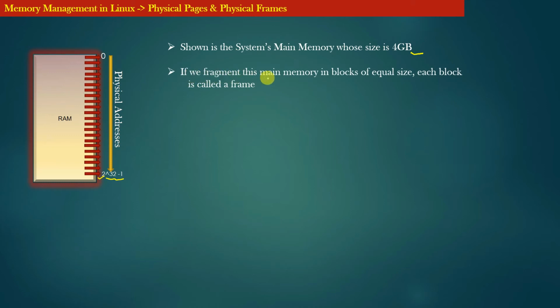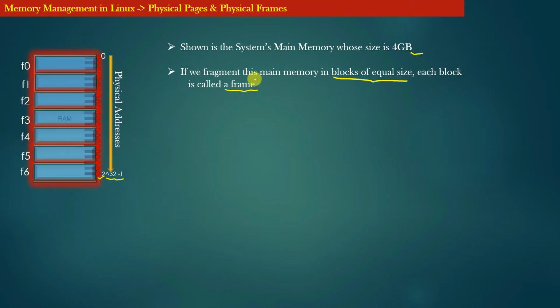Now, if we fragment this main memory in blocks of equal size, each block is then called a frame, right? So you can see that we have logically divided this physical memory into blocks of equal size. On most system architectures, the size of the frame is taken as 4 kilobytes. So this is one frame and the size of one frame is 4 kilobytes. This size is configurable and you can change it, but the operating system designers have chosen 4 kilobytes as the most optimal value to be used as the size of a frame.